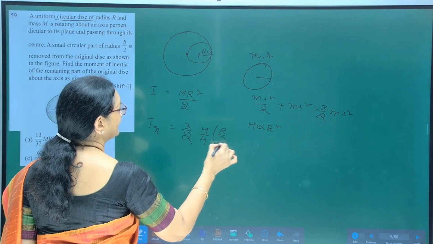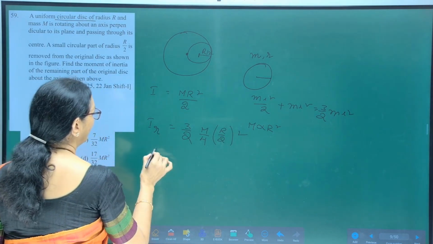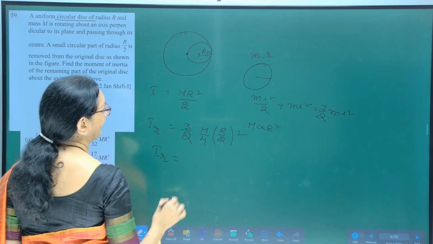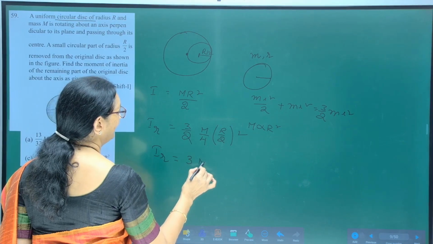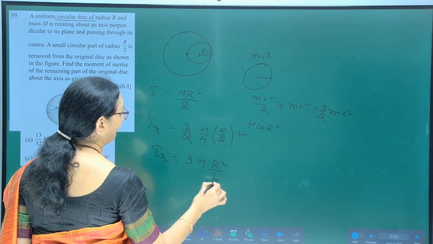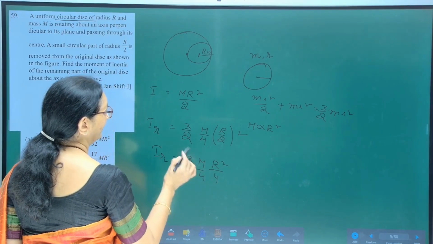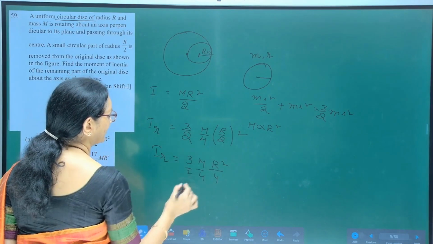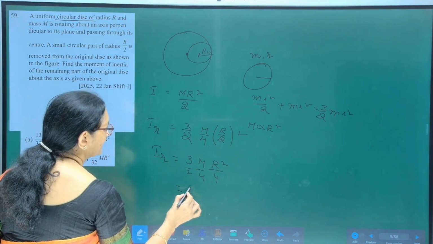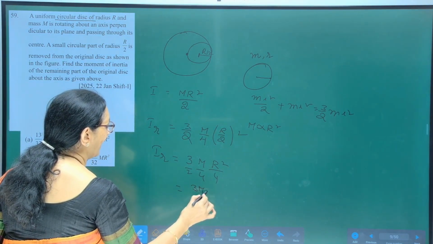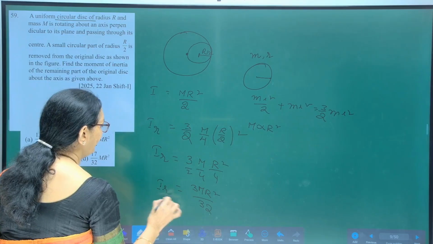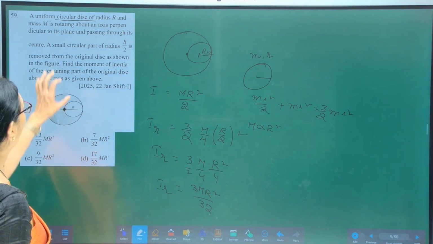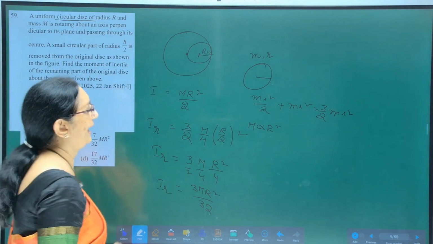So, 3 by 2 m r square, where r square is r by 2 whole square. So, moment of inertia of the removed part is 3 m r square by 4 into 2 and 4, 2 4s are 8, 4 8s are 32. So, this is 3 m r square by 32. That is the moment of inertia of the removed part about the original axis.